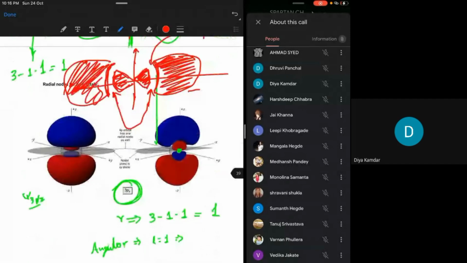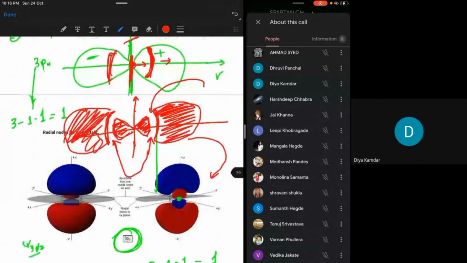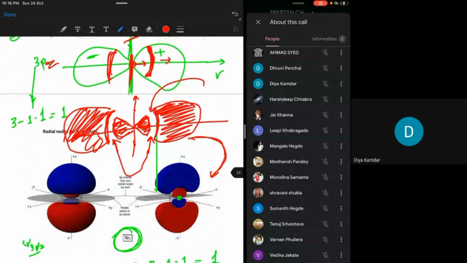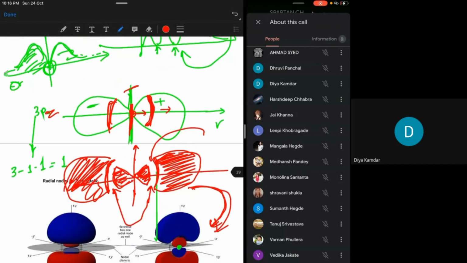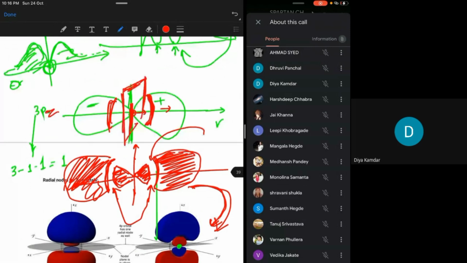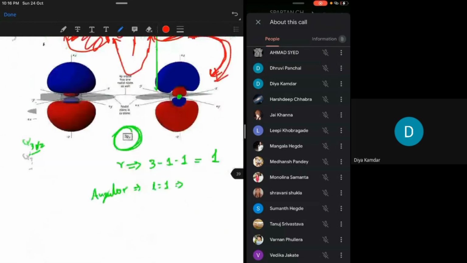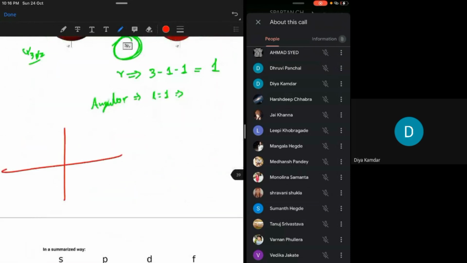And this thing in 3D version, you can even call it 3pz, and in 3D version they have just shown it here. You guys see, right? And this plane you see, right? This plane I have just told you, this is the angular node. Now let's come to 3d, okay? 3dxy. X and this is y. This is how we draw the diagram, right?